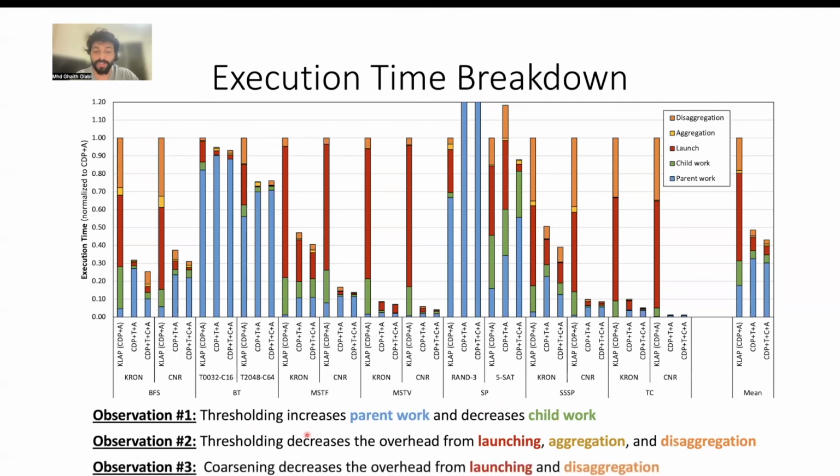The third observation is that coarsening decreases the overhead from launching and disaggregation. And this was essentially the main benefit of coarsening, which is amortizing the cost of the disaggregation.